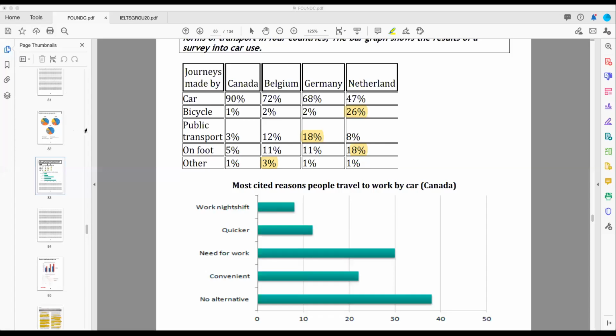So, we can say, let me just make this larger. So the table provides statistical information regarding, so that is our structure line, talking about the table first. Okay, so we're going to put that in blue.